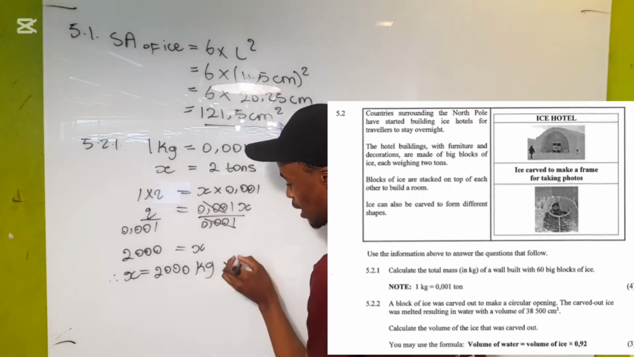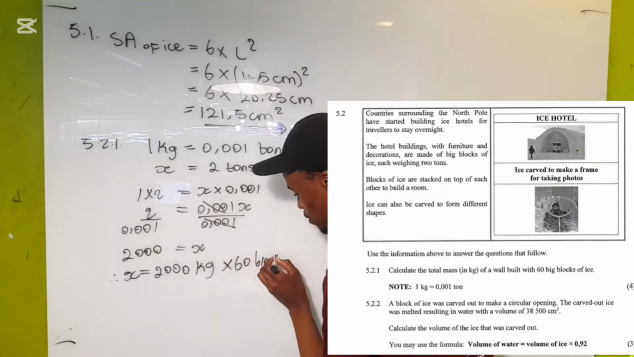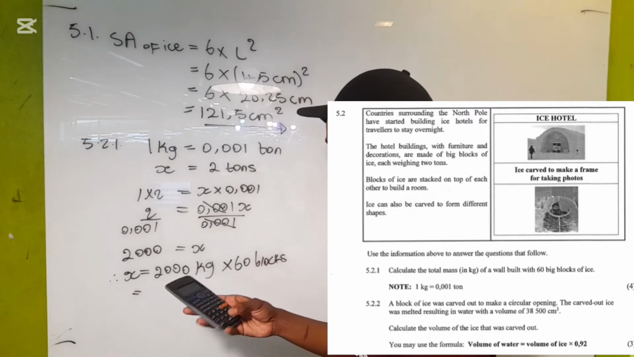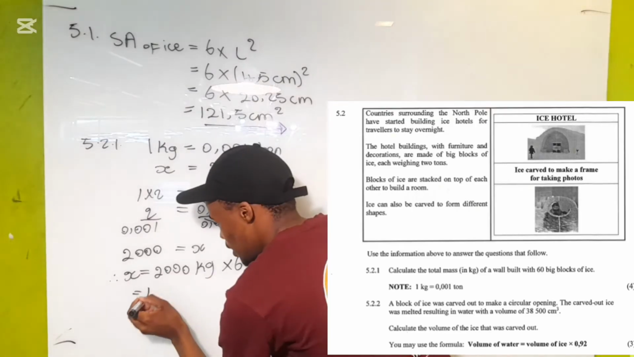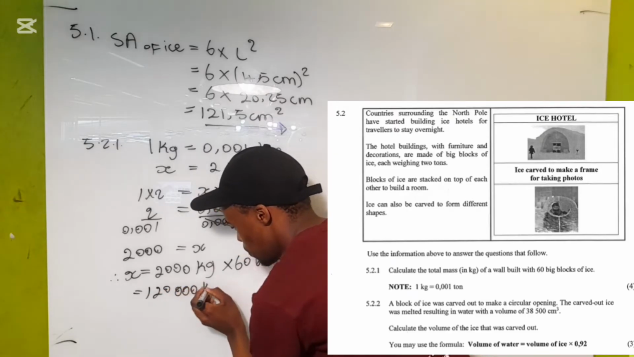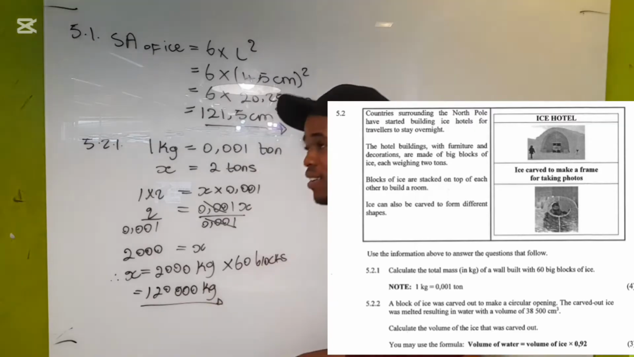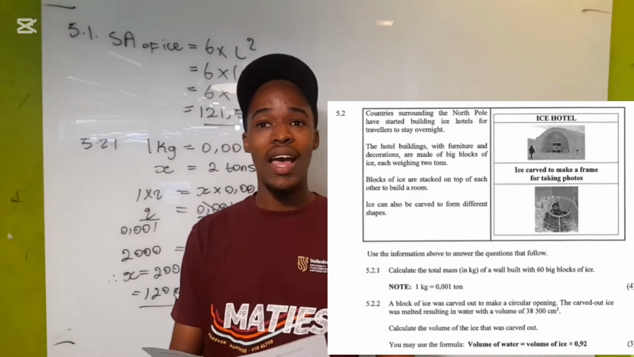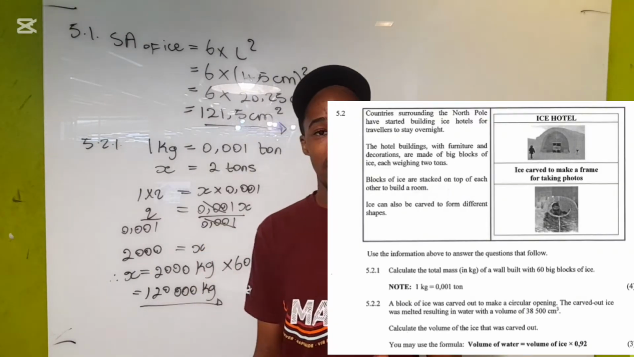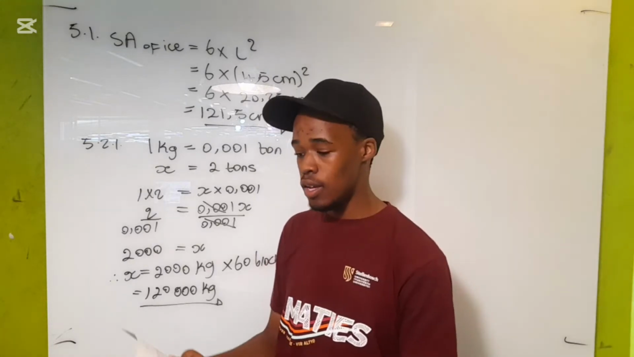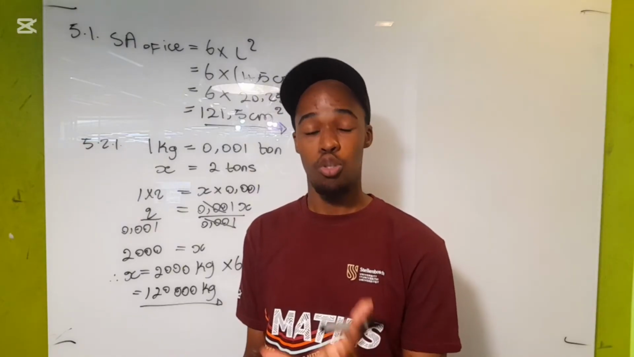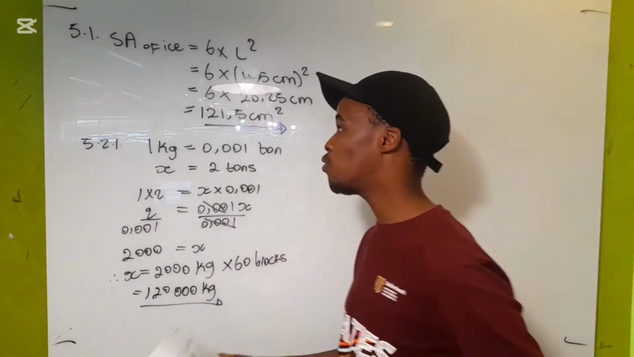So we're going to multiply by 60 blocks of ice, and then we're going to click on the calculator and say 2,000 multiplied by 60 blocks, and our answer is 120,000 kilograms. This is our final answer. This means that for this particular wall, this wall has a total weight of 120,000 kilograms, okay? So it's 120,000 kilograms worth of ice that has been used to build that particular wall.